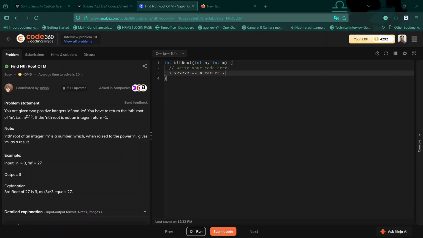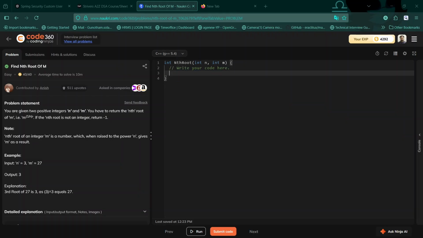And if it's not, suppose 3 into 3 into 3 into 3 is greater than m, then I will stop my loop and just return the value of -1. So this is the way we can do it, which will have an iteration of around order of n square.